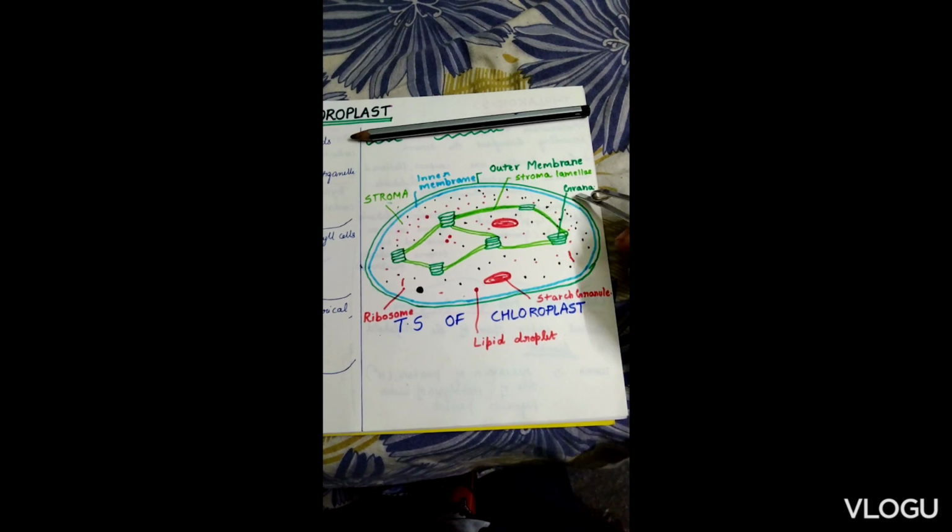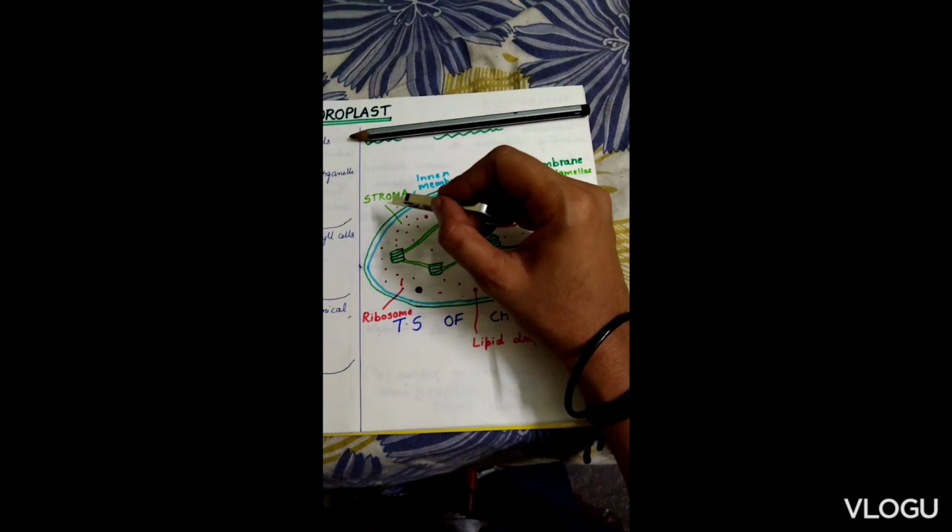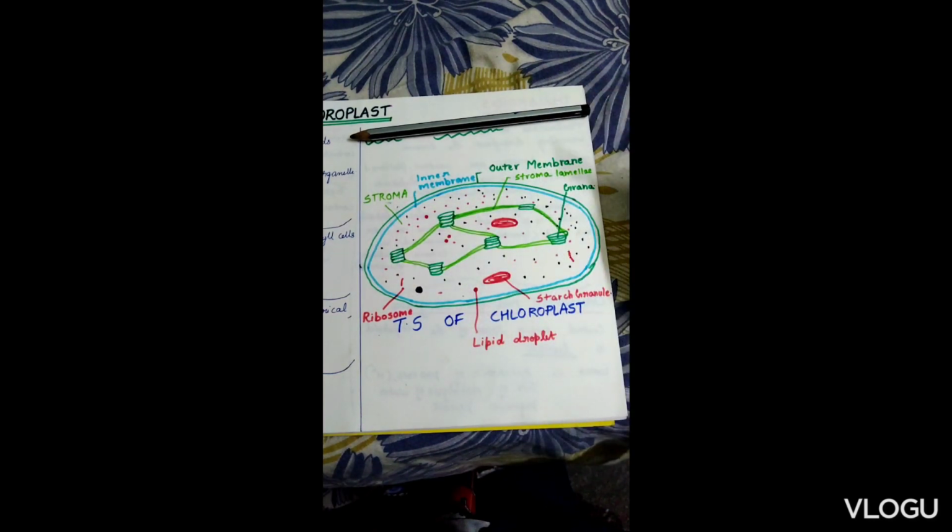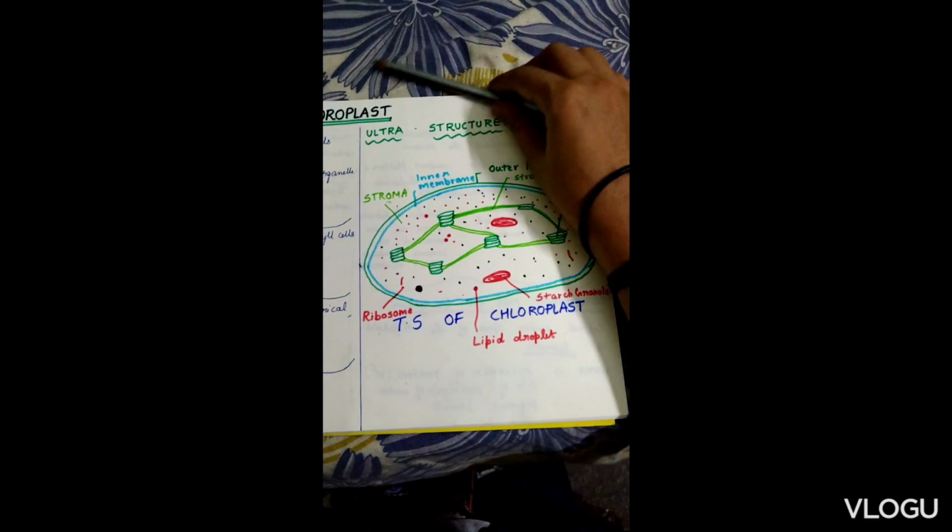Now another point, the grana helps in light reaction. In photosynthesis, two types of reactions are there. Light reaction is done by grana. Dark reaction is done by stroma. That in detail you will be learning in the next chapters.